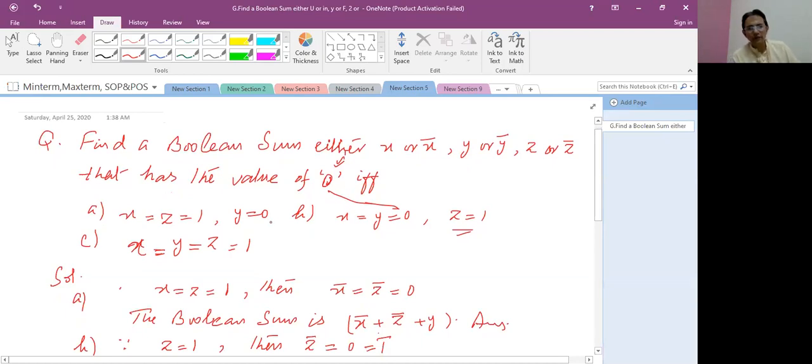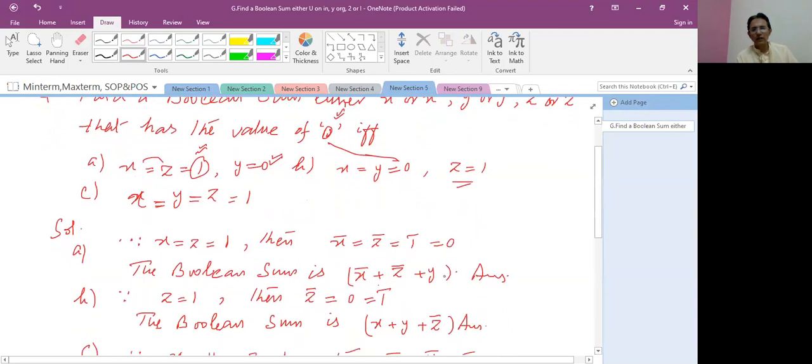So if any term has 0, it cannot be changed. But if the variable is 1, we will take the complement. So since x equals z equals 1, we will take the complement of both elements. It means the complement of 1, which is 0. The sum here represents the addition sign. So we will write x complement plus z complement, and y as it is because it has 0. So the Boolean sum is x complement plus z complement plus y, as it is because it has 0.